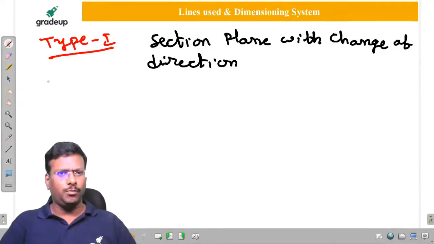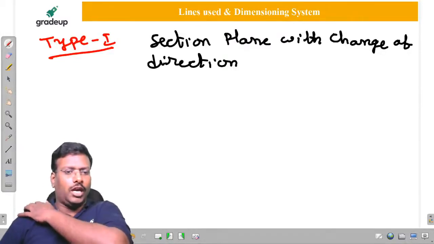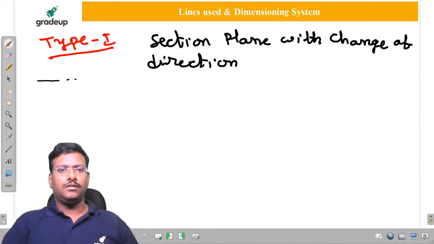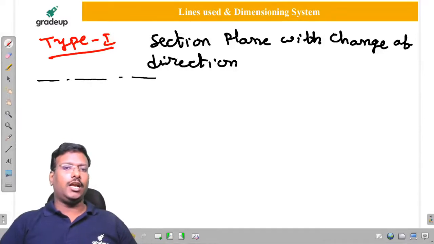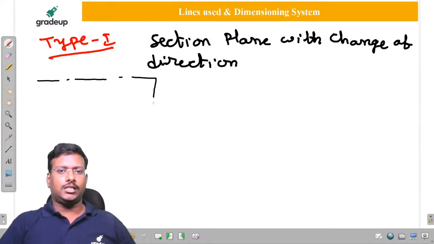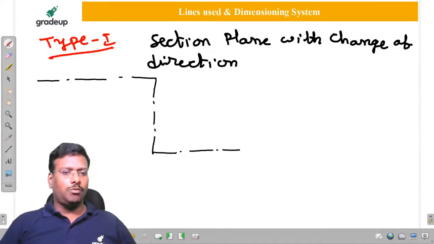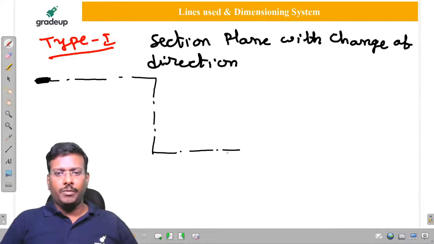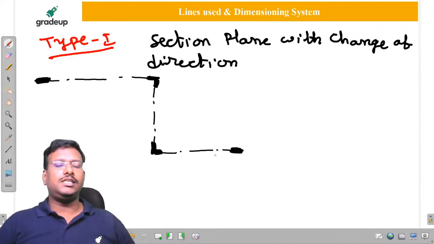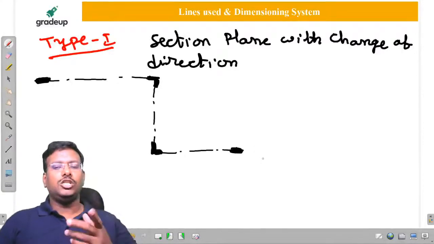No problem. Very simple. So here we are going to draw like this. Up to this way, I cut horizontally. Then I changed my cutting plane direction. I drew it like this. So if you observe, the ends should be thick. It should be thick here, and it should be thick here. Wherever the direction is changing, there also we have to make it thick. This is considered a section plane with change of direction.